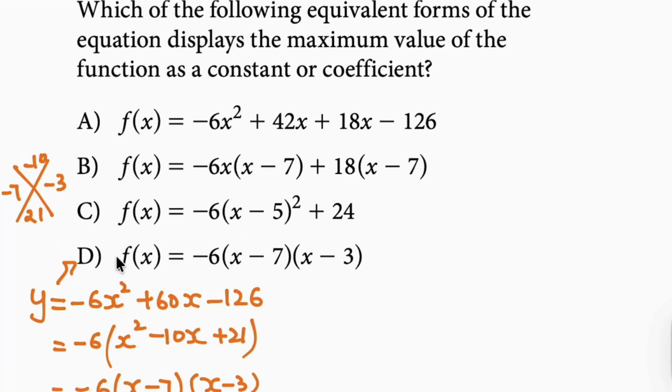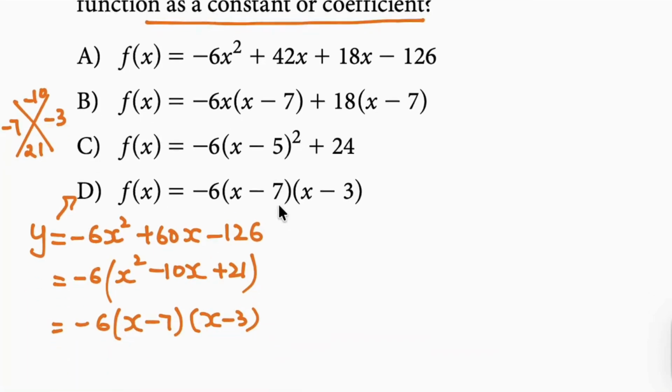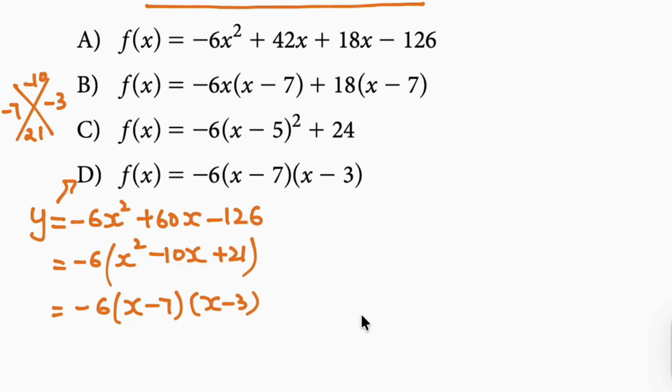Why? Because we have to find a function which displays the maximum value of the function as a constant or a coefficient. That is the curveball or the trap of the SAT. You will find out that your answer is correct. That means D is the right option, but this is not what is asked. So what is asked? y is equal to negative 6 x squared minus 10x plus 21. Let's do completing the square first, and then we justify why we have to use this method.